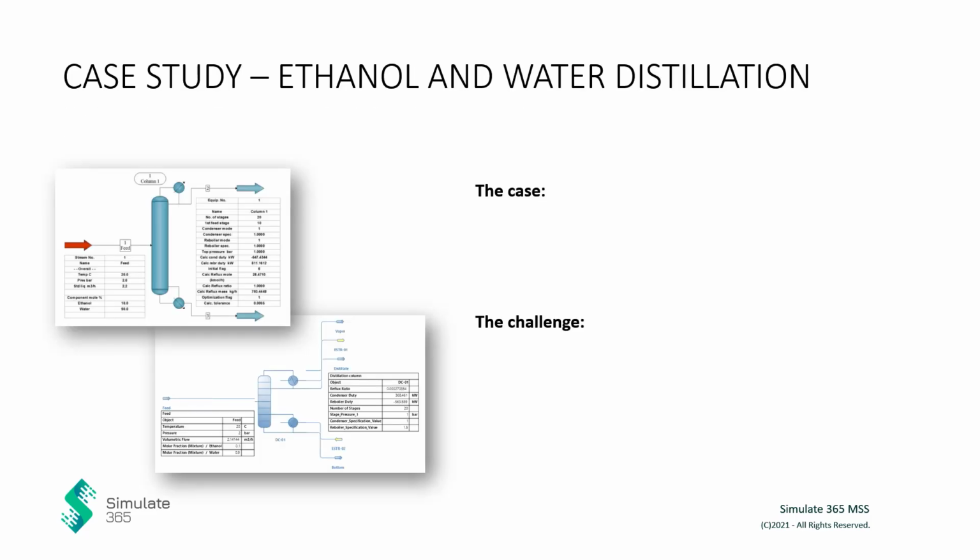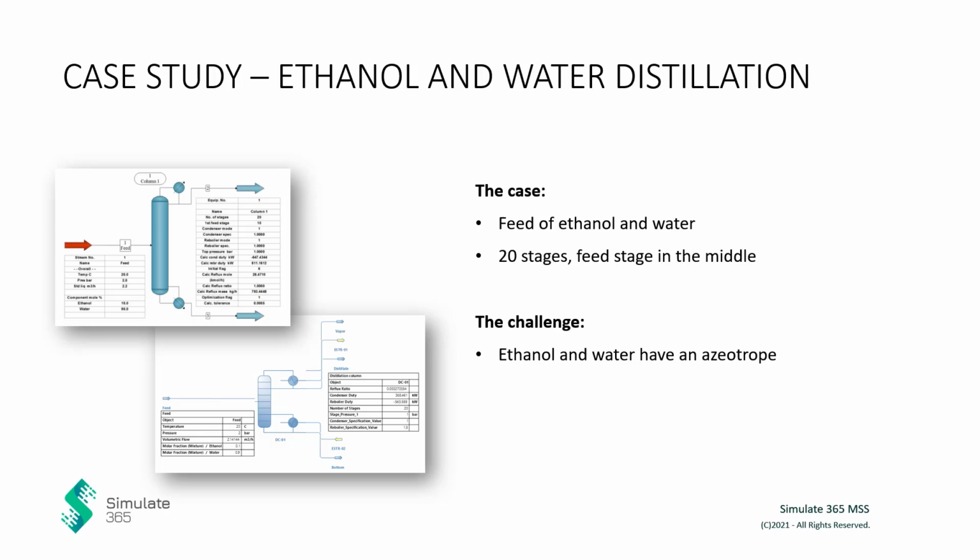To demonstrate the multivariate sensitivity study, we use a distillation column as a case study. We have a feed of ethanol and water. The feed enters the column at an ambient temperature, and we have a column of 20 stages with the feed stage in the middle. Ethanol and water have an azeotrope. This can lead to convergence problems in the distillation column since a complete separation is not possible. To avoid convergence problems, we use the reflux ratio and boil-up ratio as specifications for the column.